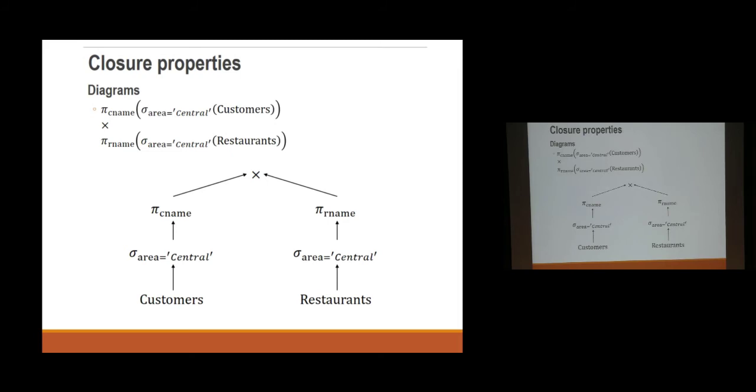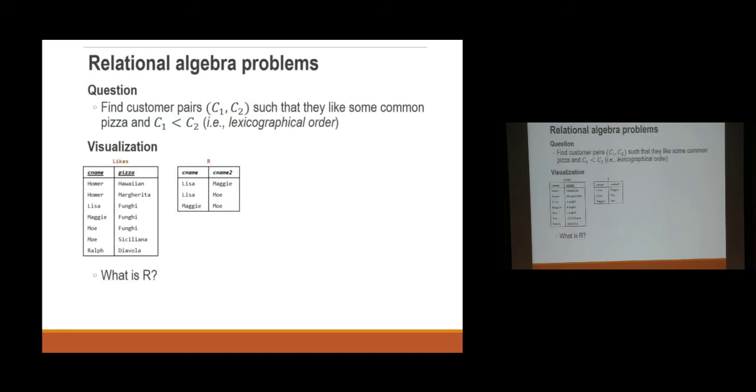Lastly, we have a possible question for relational algebra. This is a typical question. Find all customer pairs C1 and C2 such that they share a common pizza. And then you must order them such that C1 is lexicographically smaller than C2. Okay, so you have this likes. Lisa and Maggie have the same likes, both like Fung Hee. Lisa and Mo also, Maggie and Mo. Okay, you want to get all of this.